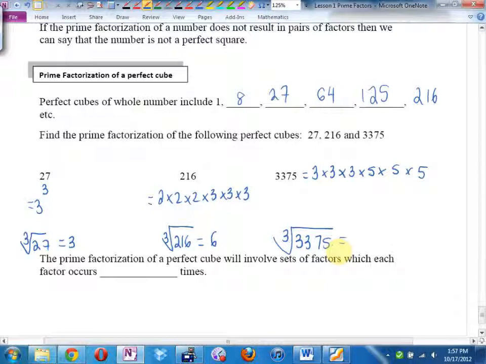See it? 3 3s, take one of them. 3 5s, take one of them. So the prime factorization of a perfect cube will involve sets of factors where each factor occurs 3 times.